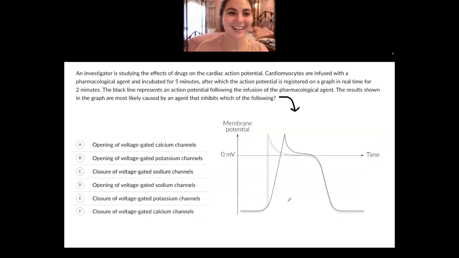Okay, cool. All right. This is very much like what you will see on boards, and this is why I went into the action potentials a lot.